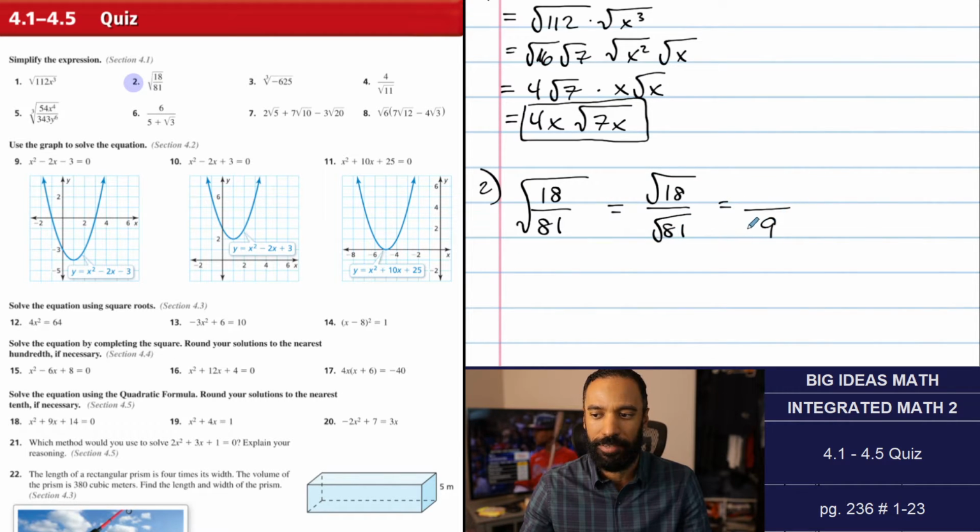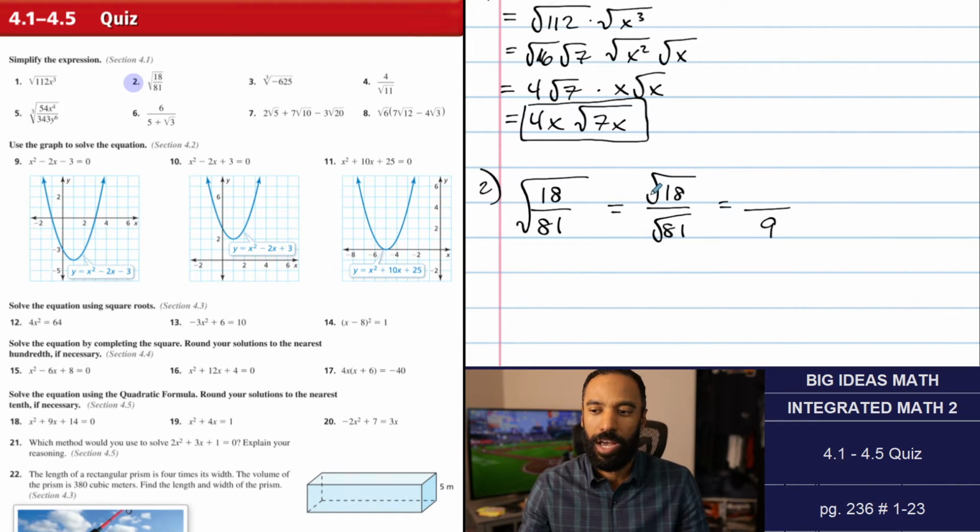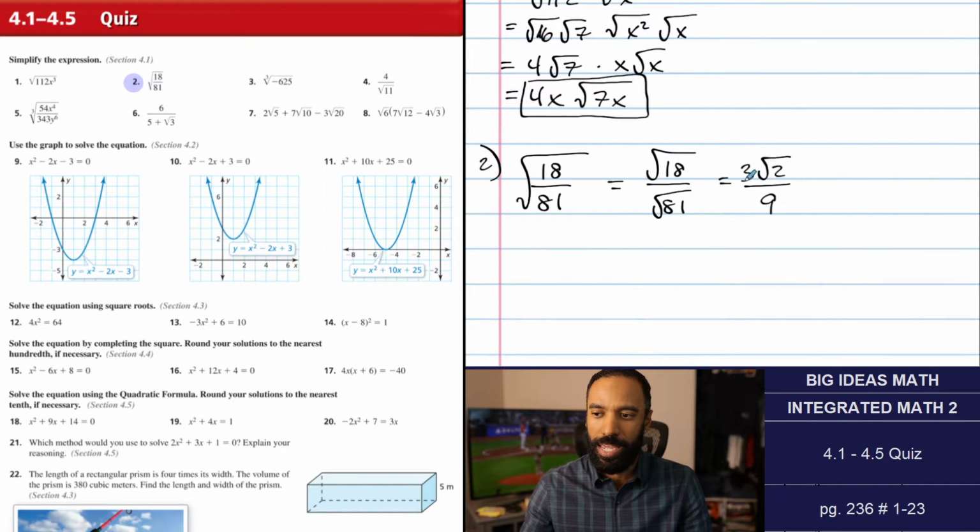So this is 9. Now, will I be able to reduce something later? I think so. Square root of 18, perfect square factor is 9, and the square root of 9 is 3, and 9 times 2 is 18, so I get root 9 times root 2, or 3 root 2. Now, 3 divided by 9 can reduce to 1/3, so that's where we can go with this.